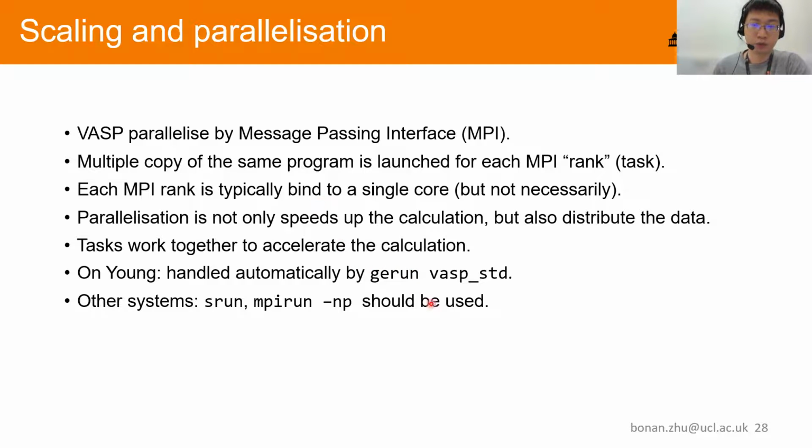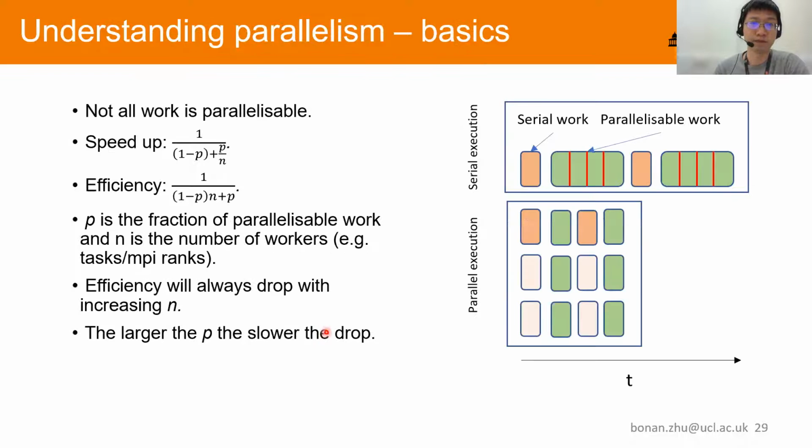Normally you would launch VASP calculations through an MPI launcher, and you have to specify the number of processes. But on Yang, this is handled by a very useful wrapper called GE-run, which is called GE-run VASP SDD. It will run the calculation with the correct number of MPI tasks that you originally specified in the job script. On other systems, other commands will have to be used.